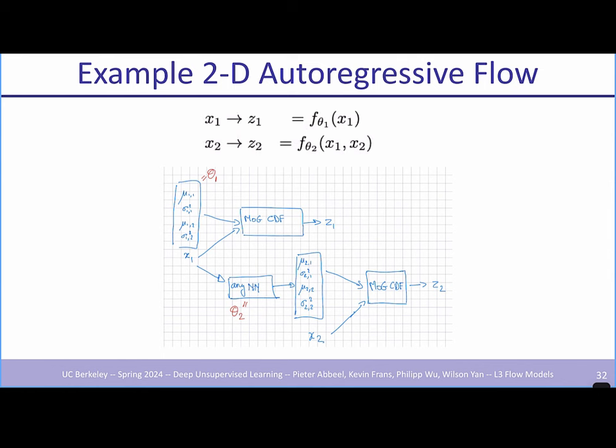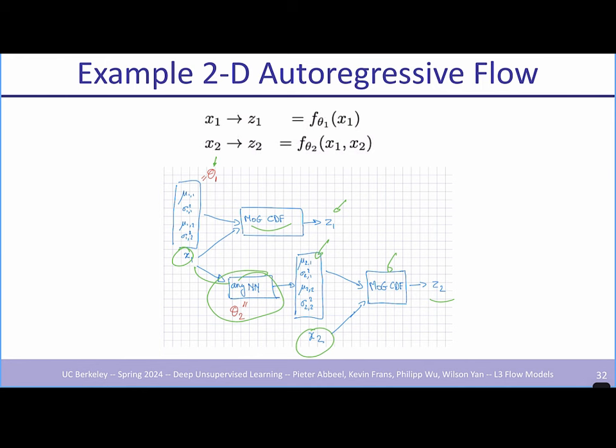So let me show you an example. Let's say I have x1 over here. It goes into a mixture of Gaussians cumulative density function transformation, two components in this case. The means and variances are the theta 1 parameters. Turns it into z1. Next step, I'm going to transform x2 into z2, also with a mixture of Gaussians cumulative density function. What I can do is these parameters, mu and sigma, can depend, using any arbitrary neural net structure here, on x1.